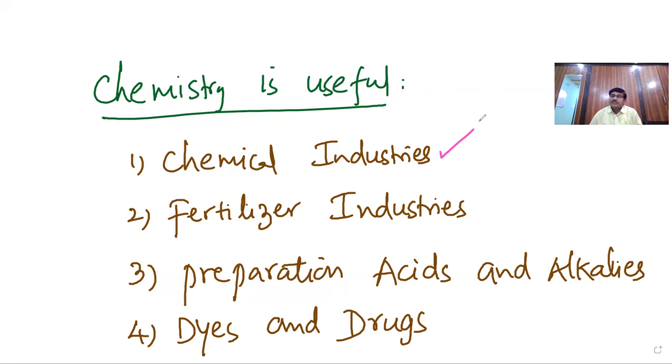In chemical industries we make use of chemistry. Fertilizer industries: urea, ammonia, phosphate. So all the NPK fertilizers, nitrogen, phosphorus, potash, all the fertilizers. Preparation of acids: sulfuric acid, nitric acid. Alkalis: NaOH, caustic soda, caustic potash, KOH, all those things we are going to deal with. Dyes, color compounds. Drugs, medicinal substances.